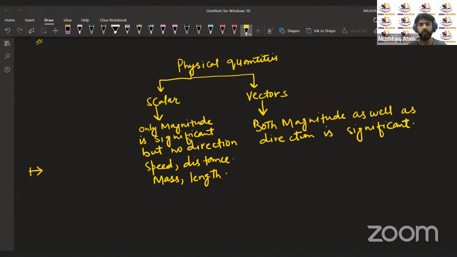But in case of vectors, these are those physical quantities which have both magnitude as well as direction. Both the magnitude as well as direction is important. And they do not follow the normal algebraic addition or subtraction. Like we have 1 plus 1, we say it's 2. 2 plus 1, it's 3. 3 plus 4, it's 7. But in case of vectors, they do not follow normal algebraic addition or subtraction. They follow vector laws of addition and subtraction. They follow vector algebra.